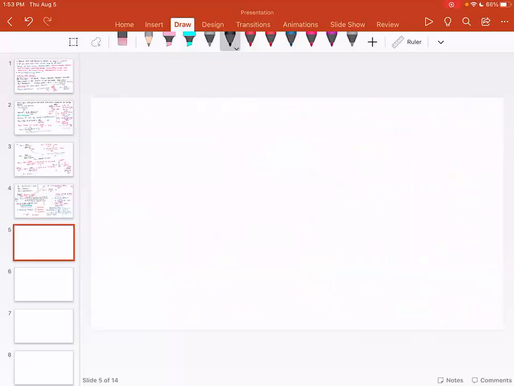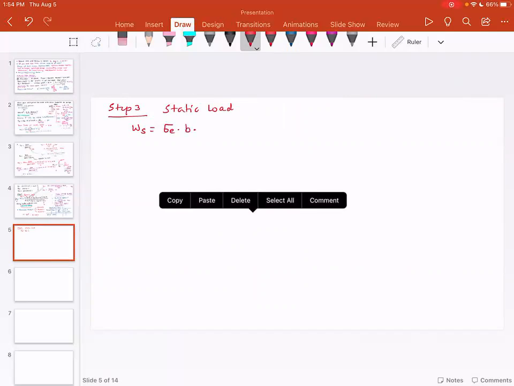The next step in this process is to find out the value of WE. And for that, I want you to look at the equation. So WS, which is the static load, WS is equal to sigma E multiplied by B multiplied by pi multiplied by Y prime.